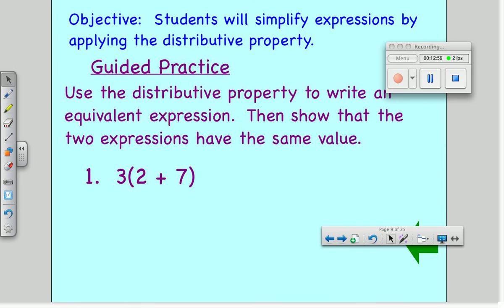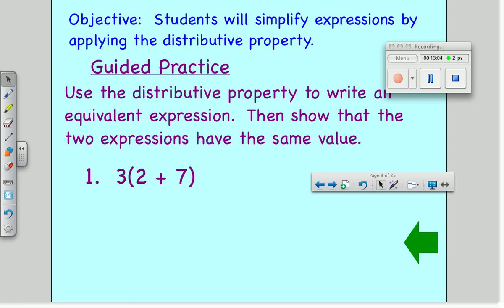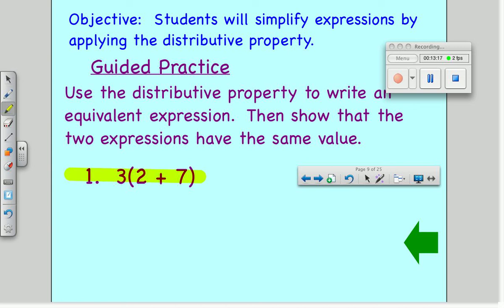Your guided practice now. You don't have to write all this, just write the guided practice down here. All we're going to do, though, is we're going to use the distributive property to write an equivalent expression and then show that they have the same value. So you're going to write the problem. Then you're going to use the distributive property here to multiply 3 times 2. And what else do we multiply 3 by again now? 7 in parentheses. Okay? So, first doing it now this way and then this way to show that they have the same answer.